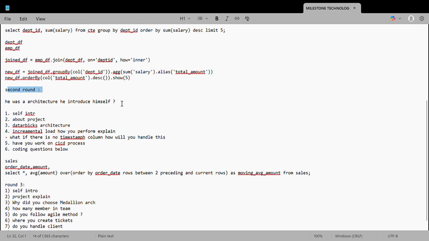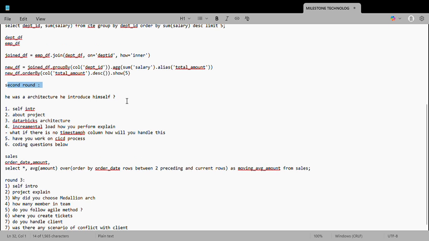Okay, second round. On the second day was the second round, with an architect. The guy was an architect, so he again asked for the introduction and project-related questions.